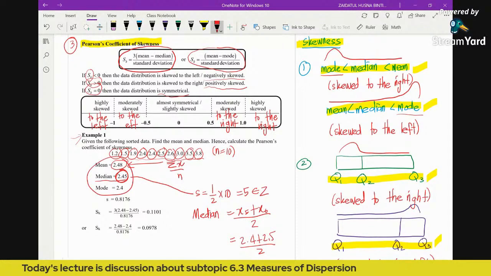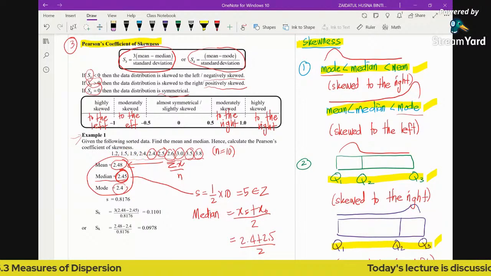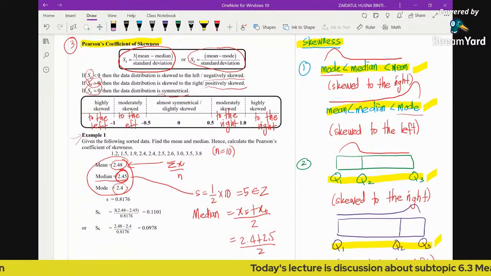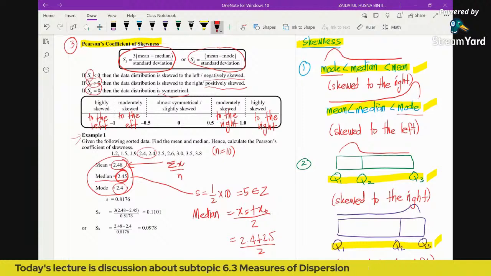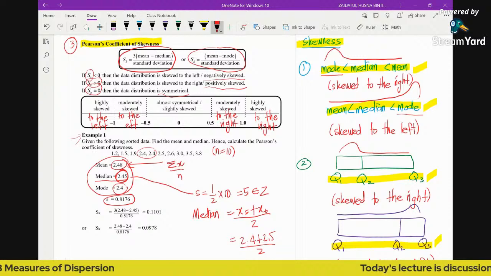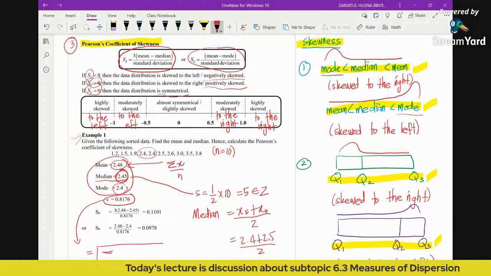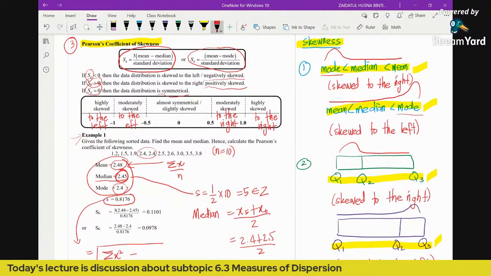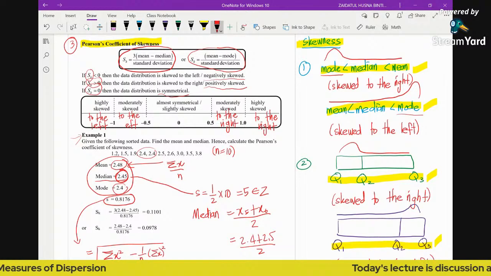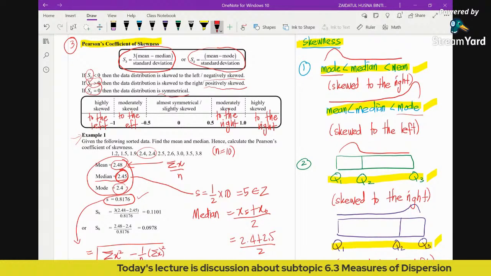And then the mode for ungrouped data is basically obtained from the data which appears the most, which appears most frequently. You can see here because 2.4 appears twice, we can conclude that the mode is 2.4. Then finding the standard deviation, you need to show also how you use the formula. The formula is the square root of sum of x squared minus 1 over n multiplied by sum of x squared, divided by n minus 1. This is how we obtain the standard deviation value, and then hence calculate the Pearson's coefficient of skewness.